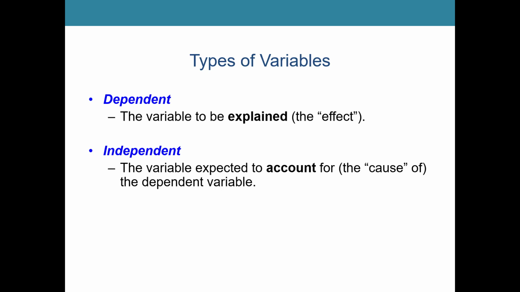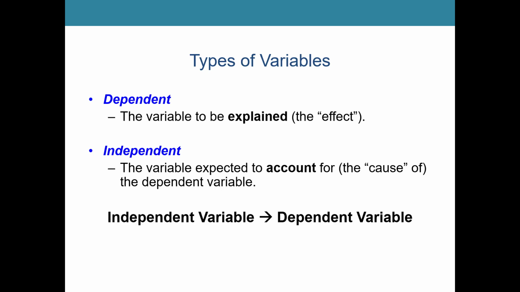Another way that we can think about variables is in terms of cause and effect. So this is another one you might want to make flashcards for. The dependent variable is the thing to be explained, the effect. The independent variable is the variable we expect to account for the dependent variable. So I like drawing a picture, it makes it better for me. The independent variable is the cause, the dependent variable is the effect. Notice the cause is making the effect happen, and we call that the independent variable and the dependent variable.